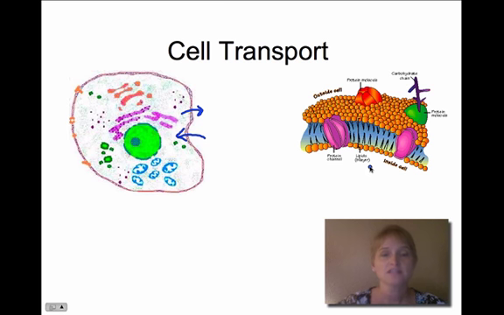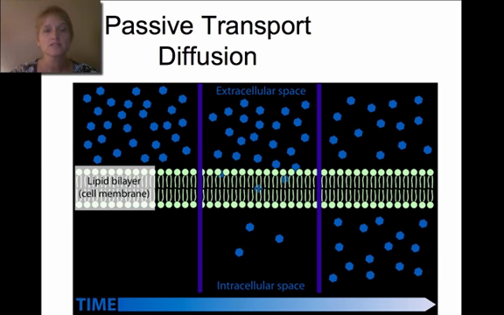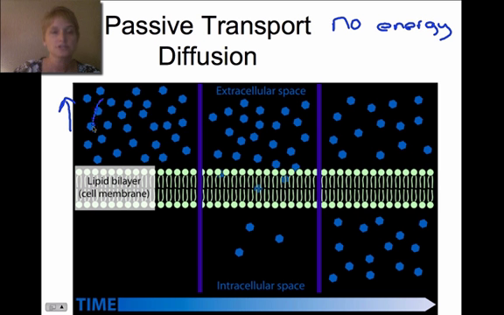There are some different types of cell transport, and we're going to talk about those different types in detail. The first one is called passive transport, diffusion. Passive transport means that it doesn't require energy, so there is no energy spent by the cell for this process to occur. In order for this to happen, there is a high concentration of solutes on one side of the cell membrane, and a very low concentration of solutes on the other side of the cell membrane.